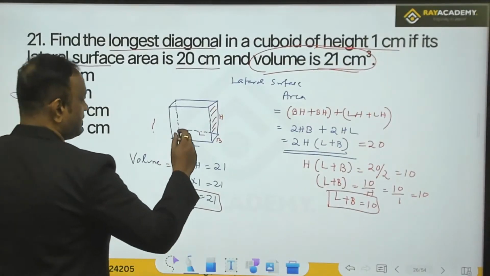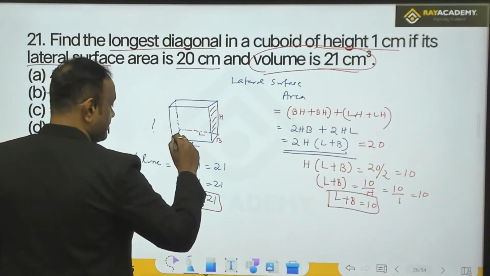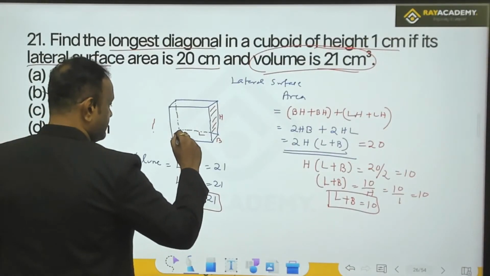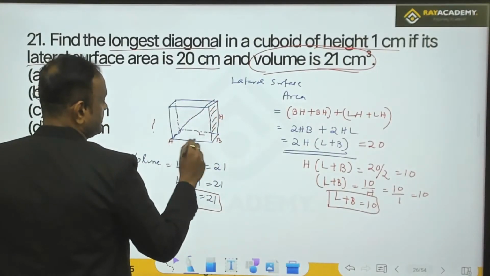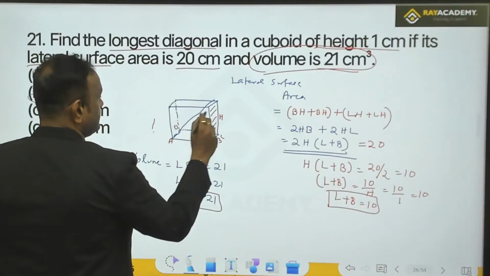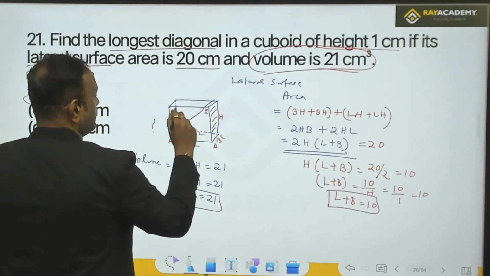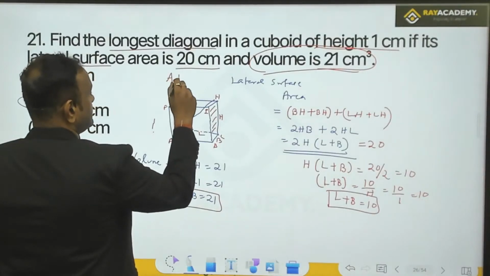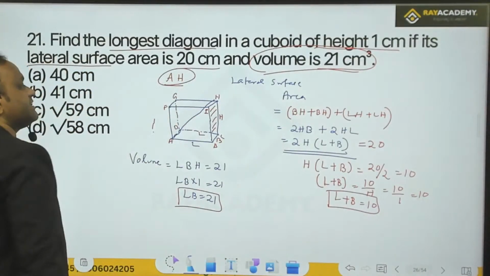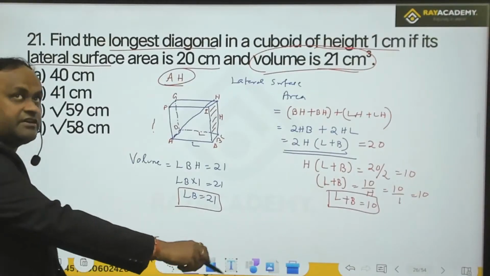Which is the longest diagonal? Just like in a cube, the longest diagonal of a cuboid is also like this. Something like this. Start from a corner. Let's say the corners are A, B, C, D, E, F, G, H. So the longest diagonal is AH, from this corner to that corner.